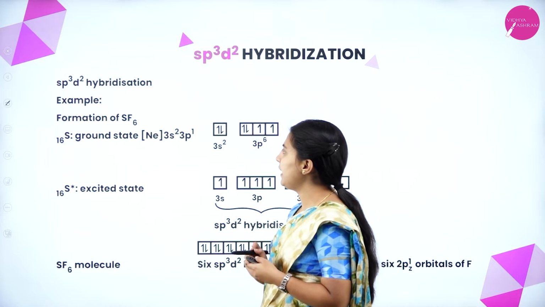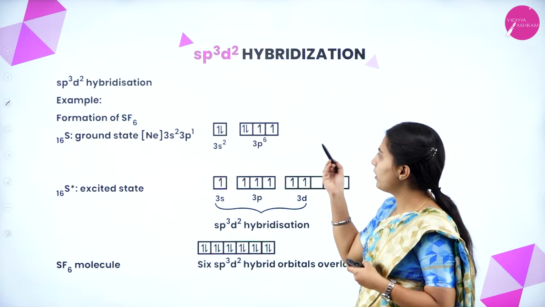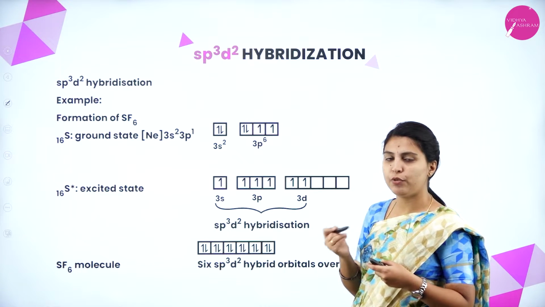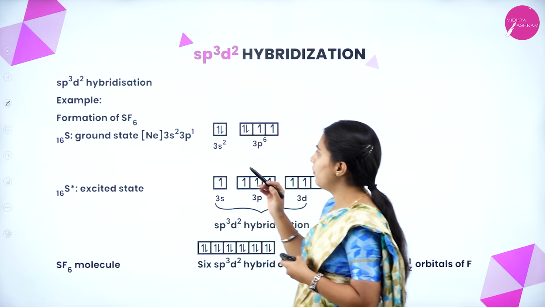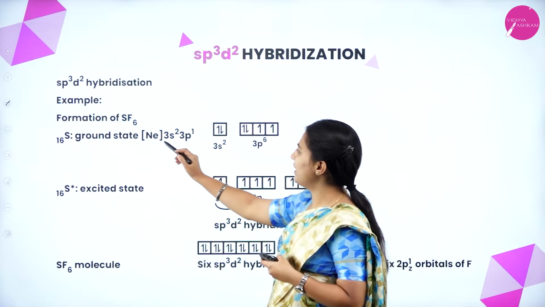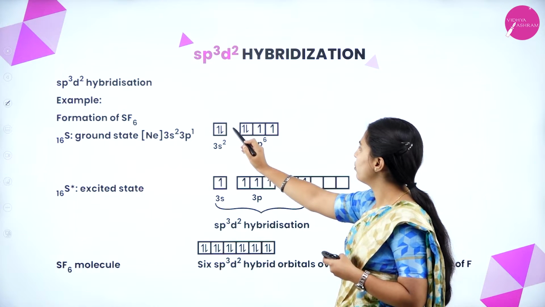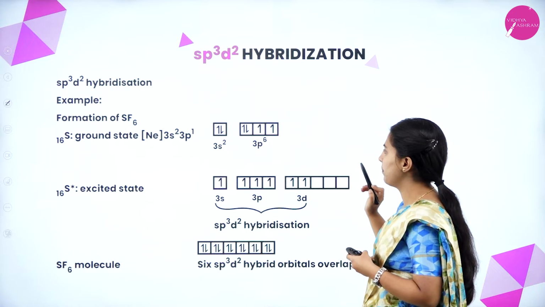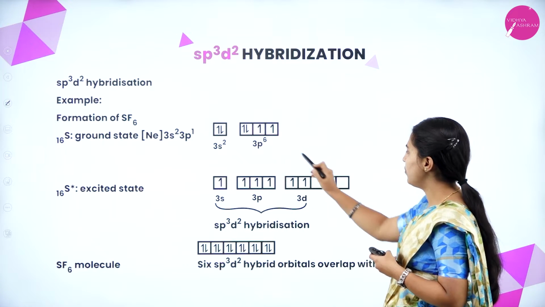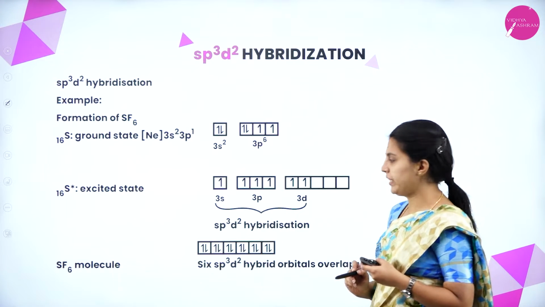Next one, sp3d2 hybridization. For this, example SF6. Before that, one s, 3 p and 2 d orbitals will be present to form hybrid orbitals. For example, SF6, for sulfur 16 is the atomic number. Neon is completely 10, right? After that, 3s2 and 3p6. In the excited state, see here, 3s1, 3p and 2 will jump here, 3d. sp3d2 hybridization will take place.